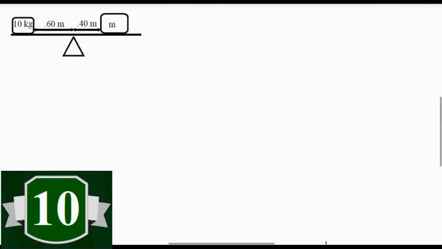Here's a simple static torque problem that could come in handy if you ever wanted to take the mass of something but didn't have it balanced. Suppose you've got your mass on the left and your mass on the right, and you move the mass on the right around until it balances. How do you determine what that mass is?